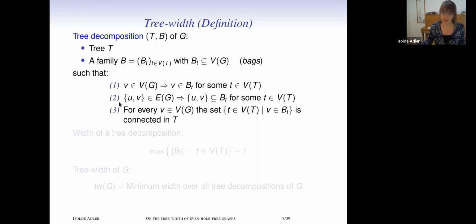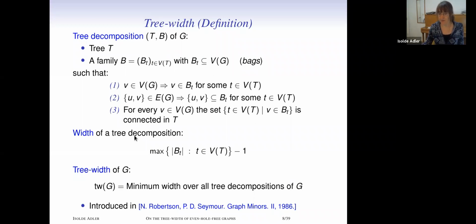Second one is every edge is covered. Every edge of the graph is contained in some bag of the decomposition. And the third one is the connectivity condition. So a vertex of G can occur in multiple bags, but if it does so, the nodes of these bags containing that vertex need to be connected in the tree.